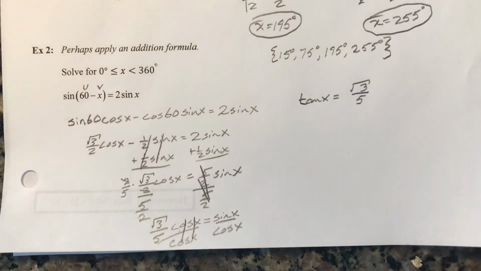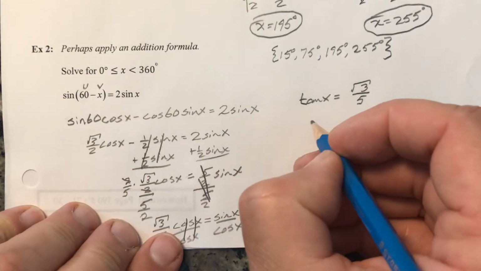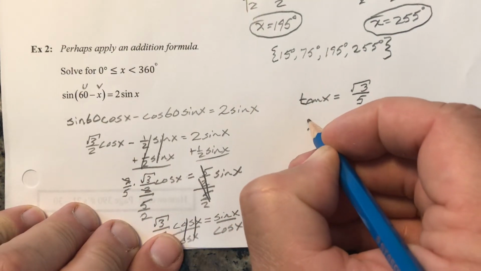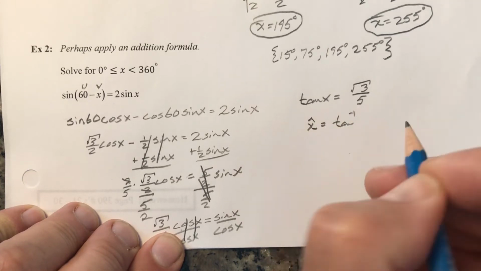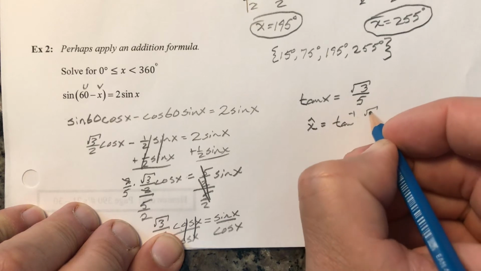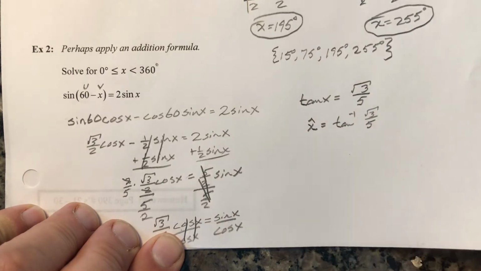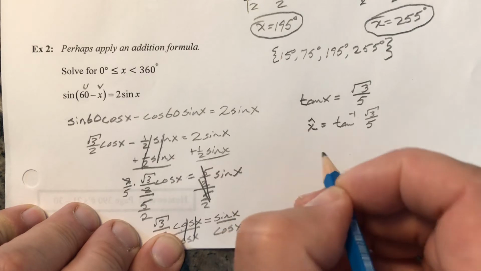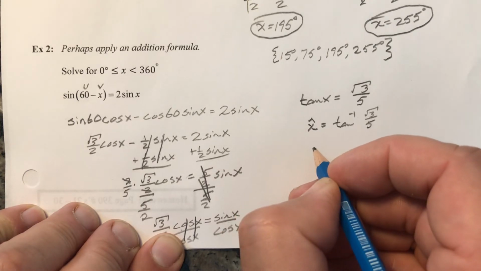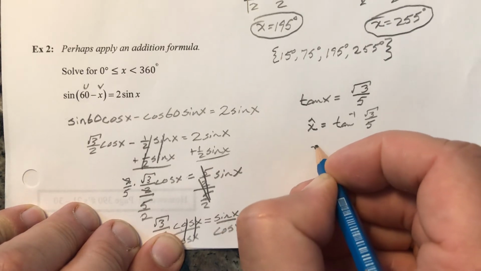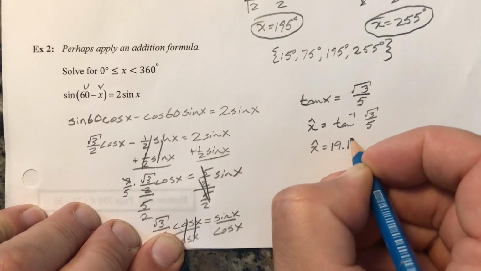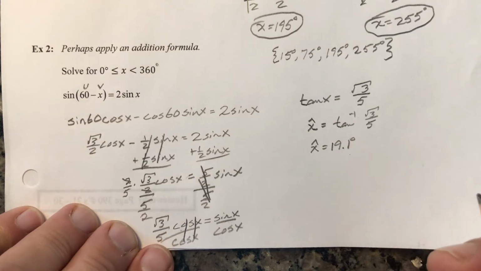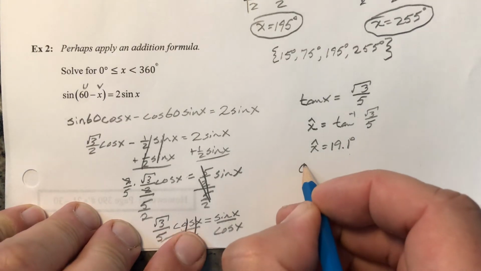So right now I'm looking at the tan of some angle is radical 3 over 5. All right, now that's not one of the nice angles on our unit circle, so that means I'm actually going to have to get my calculator out, get a reference angle, and figure out the tan inverse of radical 3 over 5. You type that into the calculator, and I believe your reference angle is like 19.1 degrees.